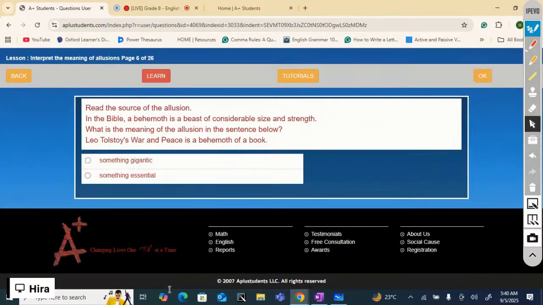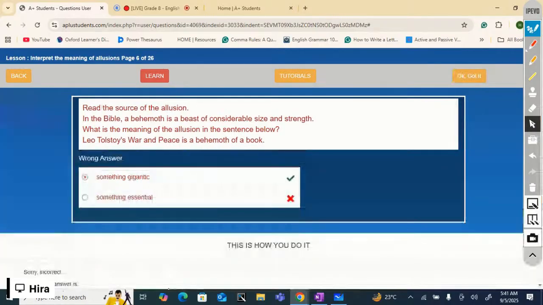In the Bible, a behemoth is a beast of considerable size and strength. What is the meaning of the allusion? Leo Tolstoy's War and Peace is a behemoth of a book: something gigantic or something essential. It's something gigantic, something that is considerably bigger in size and strength.